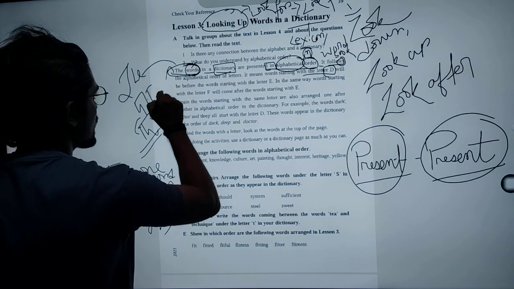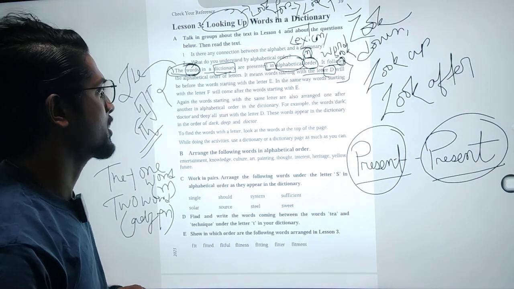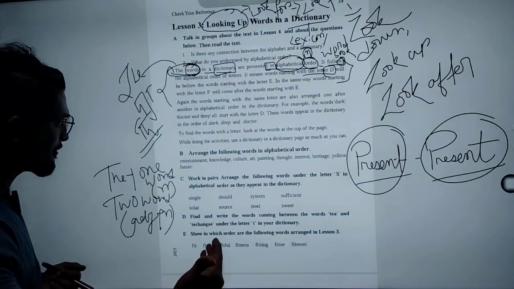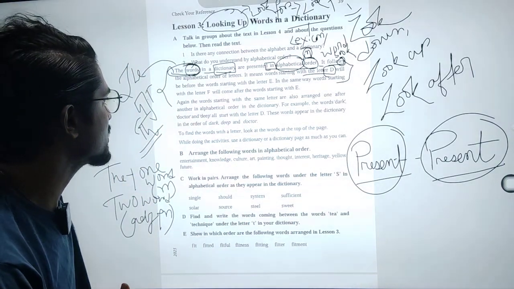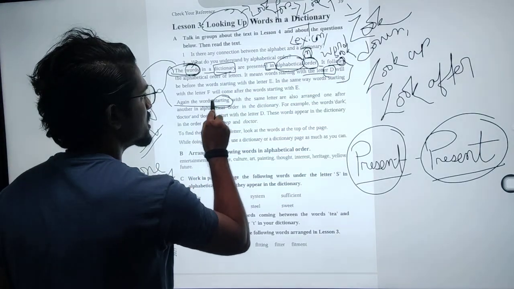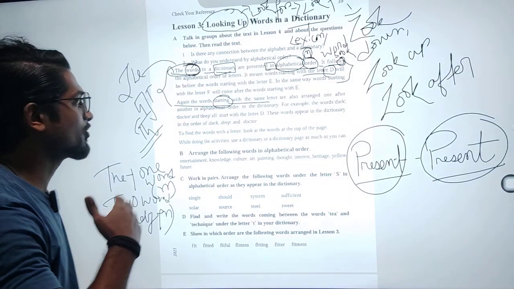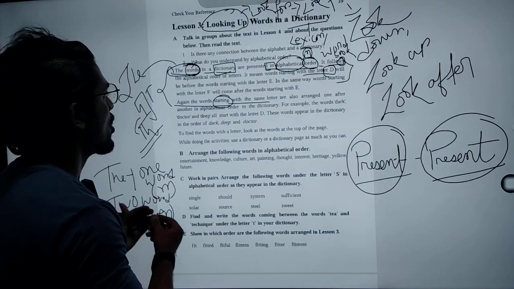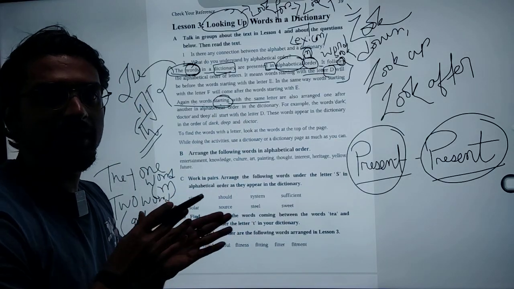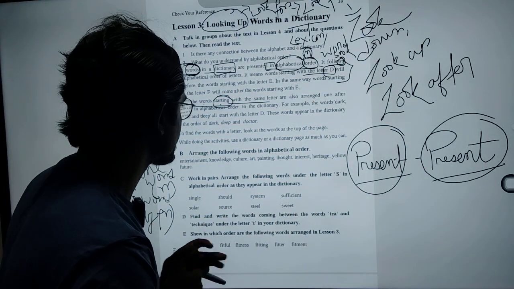I hope you got this para. Now, again, the words starting with the same letter are also arranged one after another in alphabetical order in the dictionary. অর্থাৎ বলা হচ্ছে, again the words starting with the same letter, যখন same letter হয়ে যাবে তখন এর পরের লেটারটা দিয়ে আমরা alphabetical order খুঁজে বের করব.